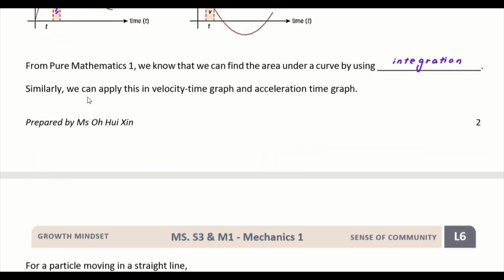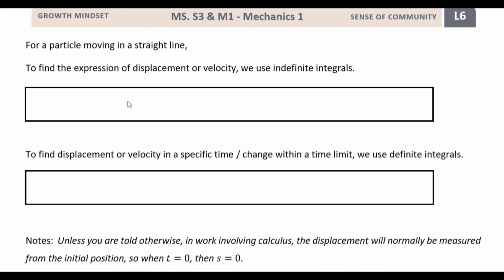Okay, so similar thing, we can apply this in our v-t graph and also our a-t graph. So for a particle that is moving in a straight line, so it's not more than one dimensional, which means up, down, or left, right. That's the idea. To find the expression for the displacement or velocity, we can use the indefinite integral. So s is equal to the integral of v with respect to t. If we want to find v, then it will be the integral of a with respect to t.